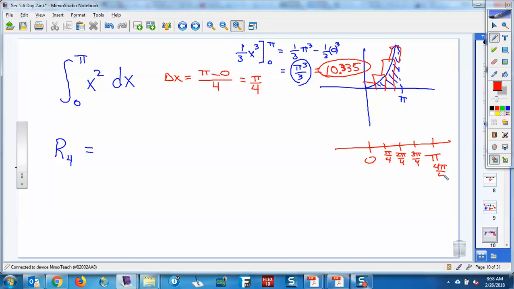You might be saying, why in the world would you write 2 pi over 4 and not write pi over 2? Don't worry about it. Because of what I told you a while ago. Sometimes you're going to see these called left rectangles.